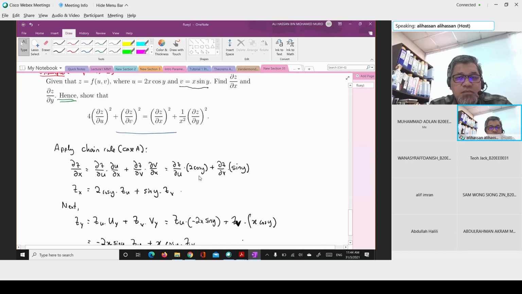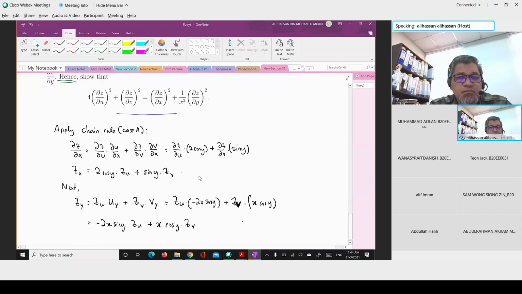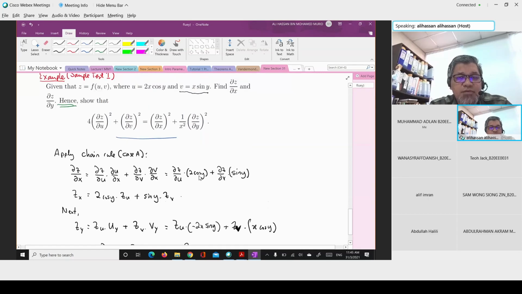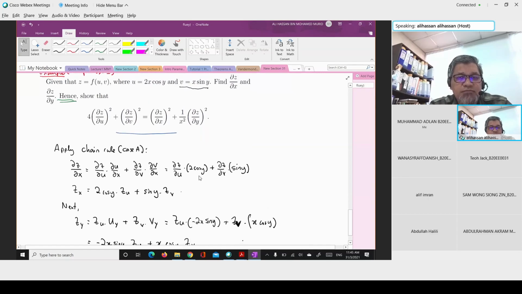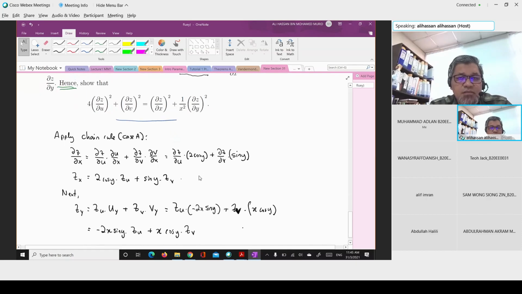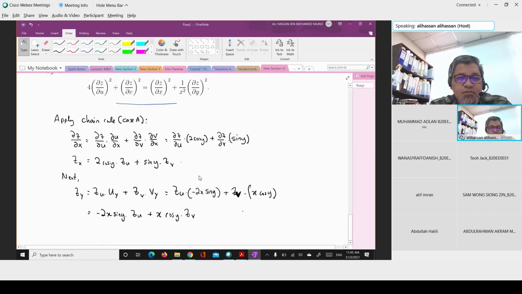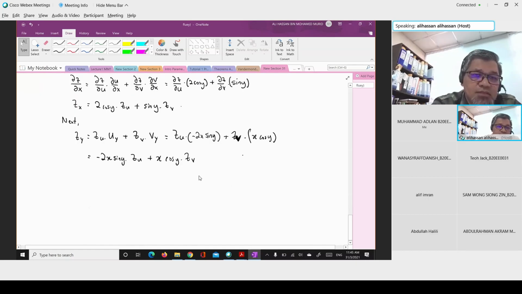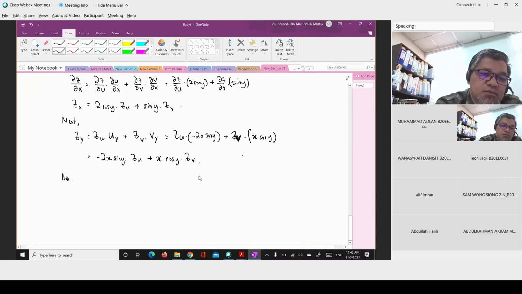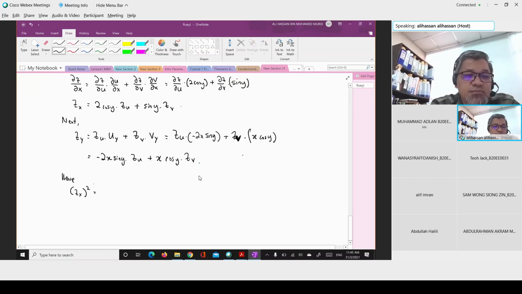They all involve squares, isn't it? We have found z partial x. We also have found z partial y. So one way is to work from the right to the left. Because we have found z partial x and z partial y, let's work from right to left. Okay, we need the square of z partial x. What is that?